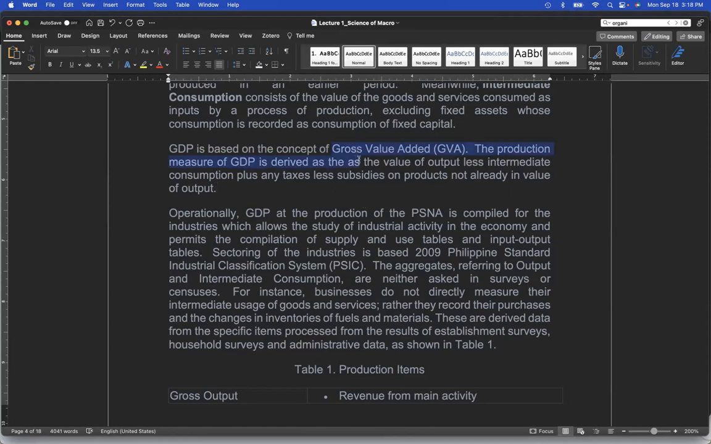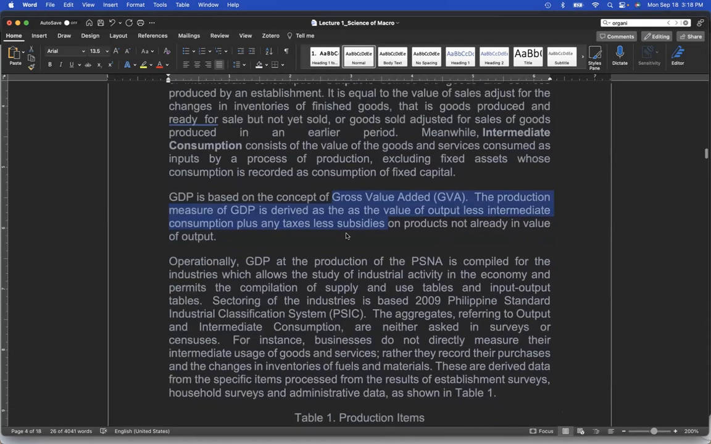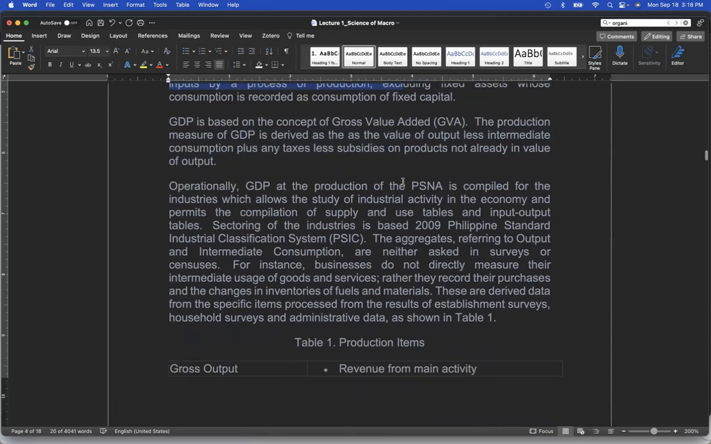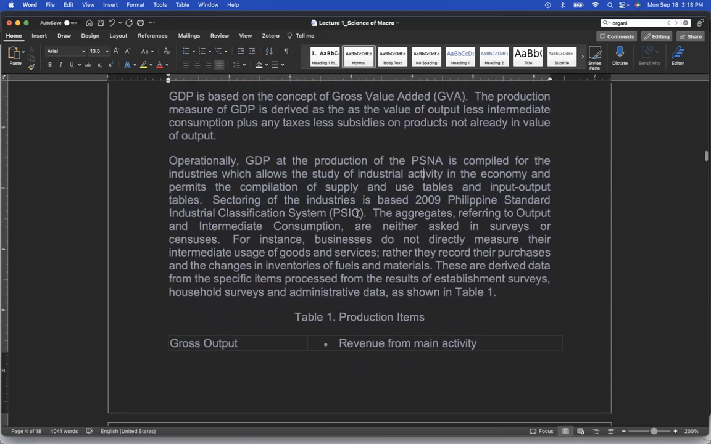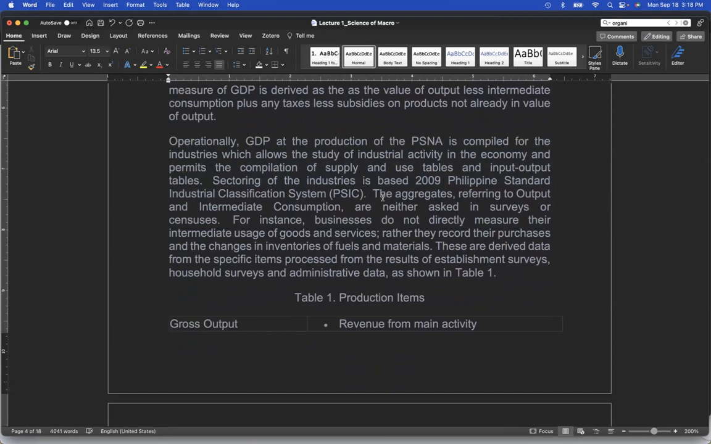So, okay, we go to GVA. Hopefully everyone understood GVA, right? So it's output minus the intermediate consumption, meaning the inputs to production, which is exactly what we talked about before. So operationally, GDP at the production of the Philippine system of national accounts is compiled for industries, which allows the study of industrial activity in the economy, and so on. You can read it. We need to know output and intermediate consumption.